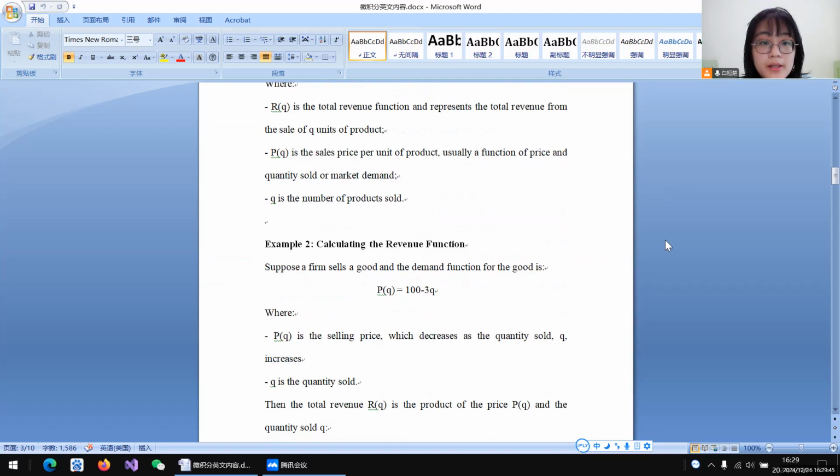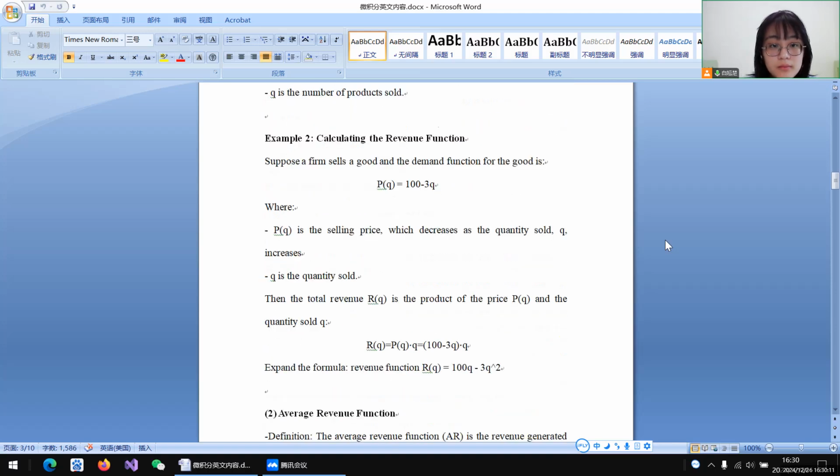We can show an example, which is calculating the revenue function. Suppose a firm sells a good and the demand function for the good is P(Q) equals 100 minus 3Q, where P(Q) is the selling price, which decreases as the quantity sold Q increases, and Q is the quantity sold.